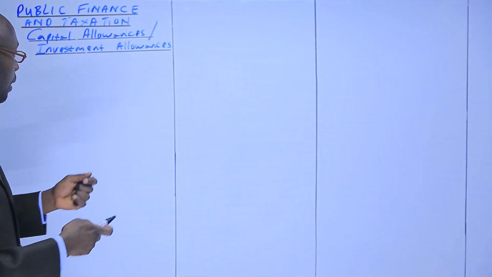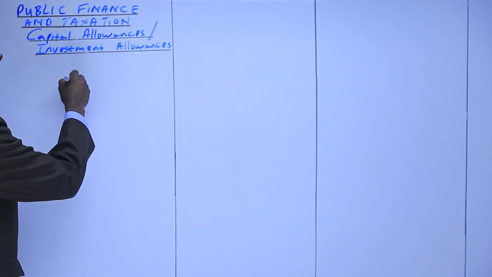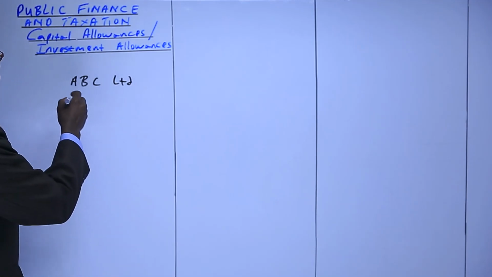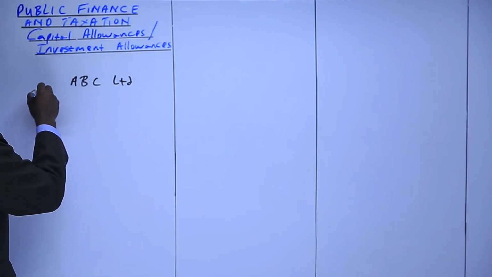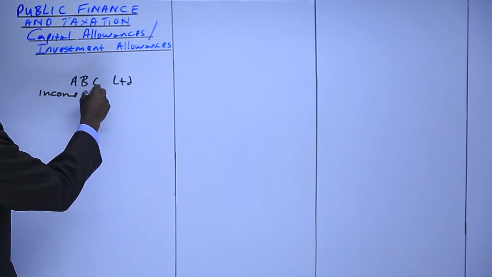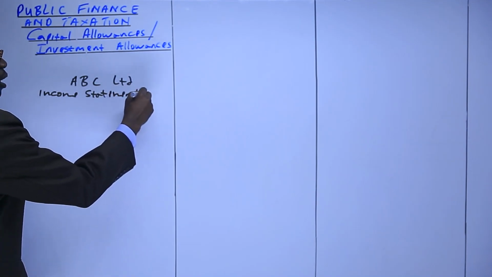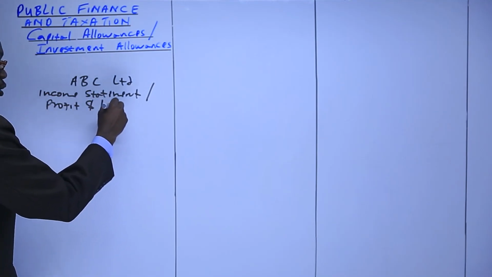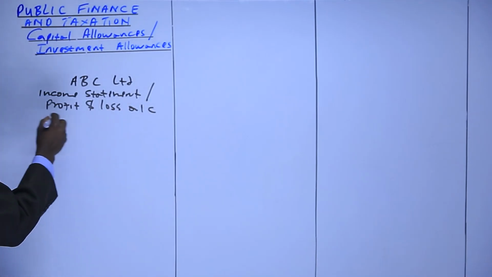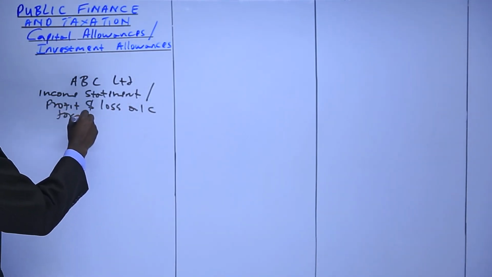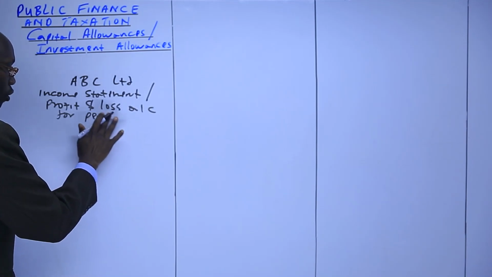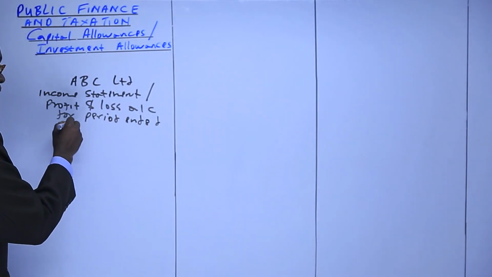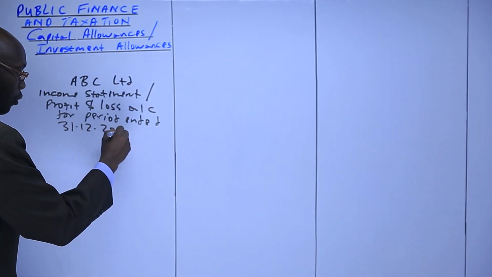Here you used to come and have the name of the business. Let us call this business ABC Limited. And then you used to say you want to determine the income statement, stroke profit and loss account, for the period ended, let's say, 31st of December 20, you indicate there.